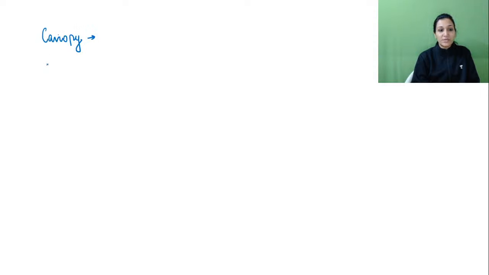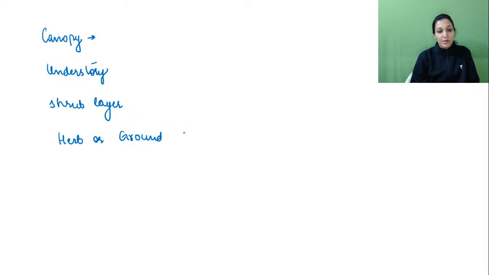Then we need to see what is an understory. Then we need to know what is a shrub layer. Then we need to know what is a herb or ground layer. So canopy, understory, shrub layer, herb or ground layer.